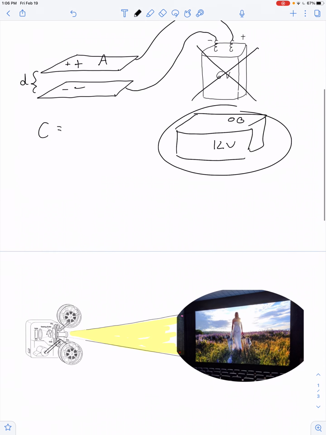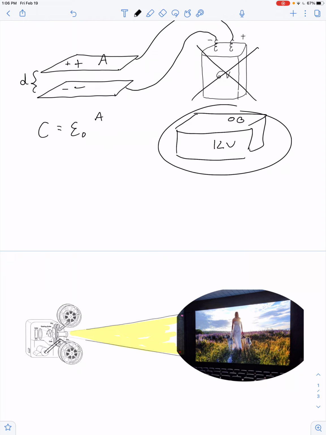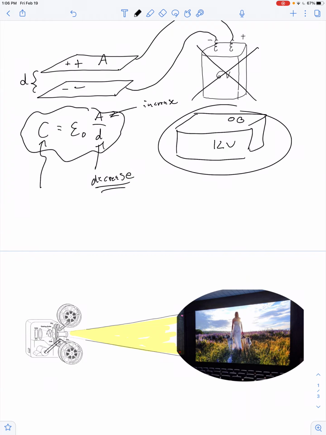If we want to affect a change in the capacitance, then we need to use the equation that tells us how area and plate separation matter. So if I want the capacitance to go up, I can decrease the spacing, or I could increase the area. Either one of those would make the capacitance increase.